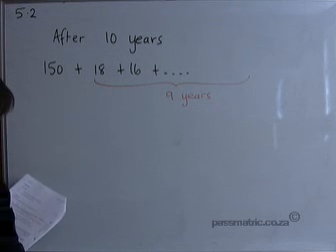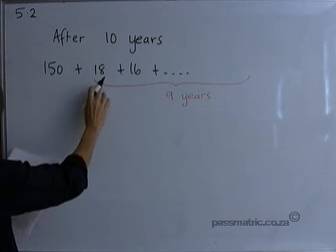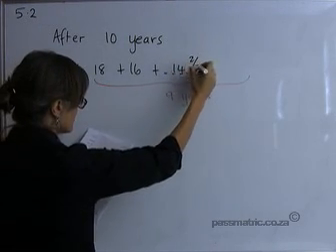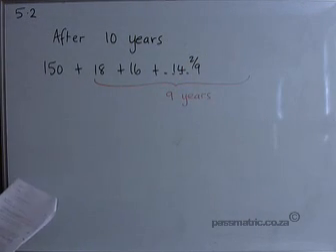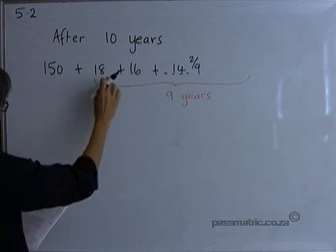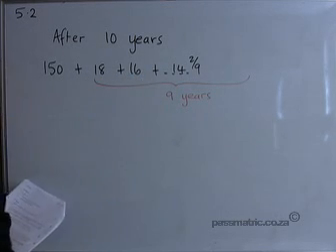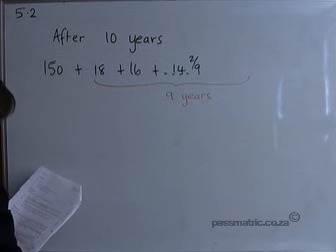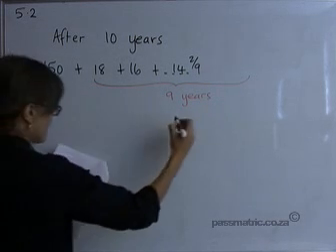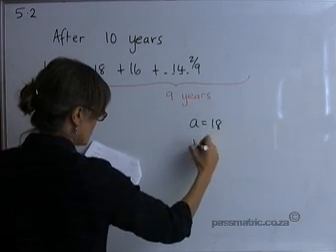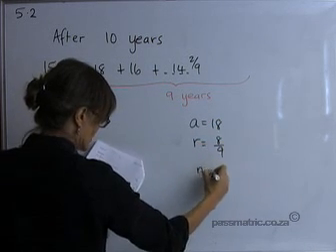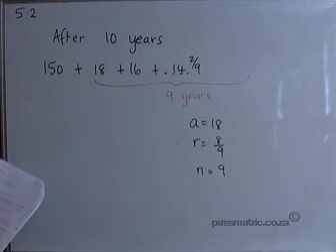And we know that we had 150, and then 18, and then 16. The next one was 14 and 2/9. And we know that each time we were multiplying by 8/9 to get the next term. This is because we're dealing with a geometric pattern. So we know that A is 18, we know that R is 8/9, and we know that we are dealing with 9 years because the first year is already set.